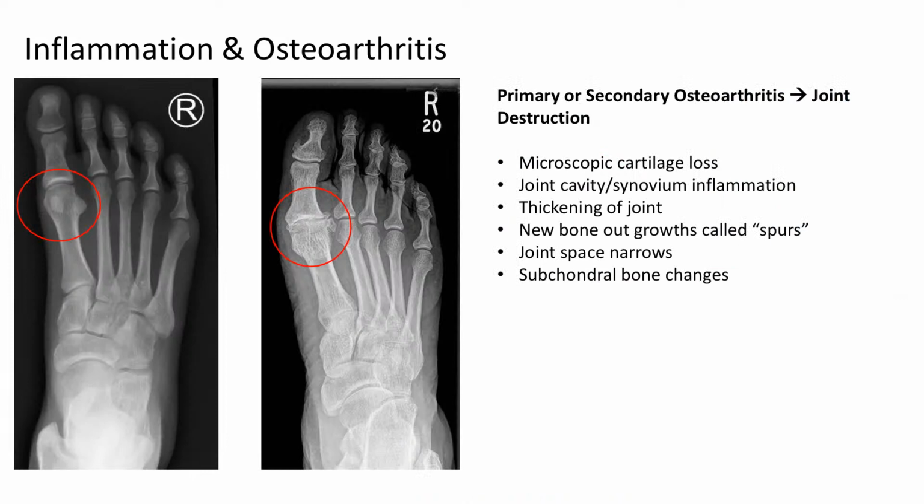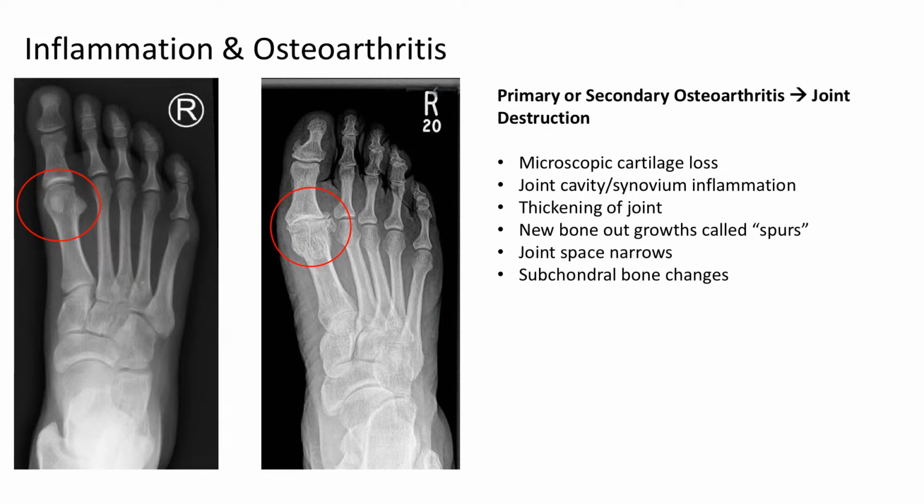This is an X-ray that illustrates our point. This is called hallux rigidus, otherwise known as arthritis of the big toe. Arthritis affects each joint the same throughout our bodies, whether it's the spine, the knee, the ankle, or the foot. The process is the same. Primary or secondary arthritis has the same end result, which is joint destruction. It typically starts with things you can't see, like microscopic cartilage loss.